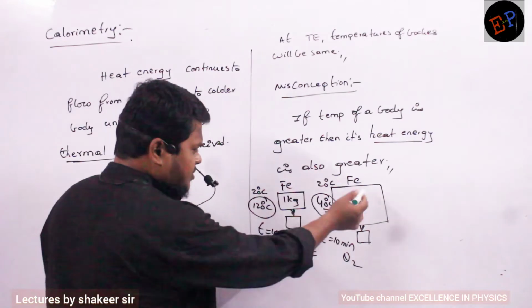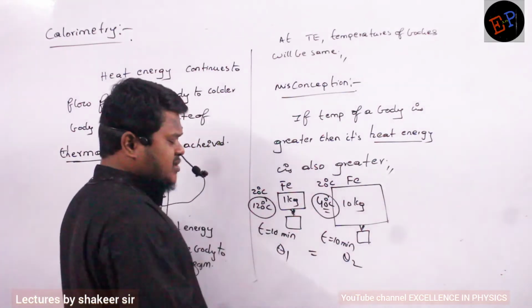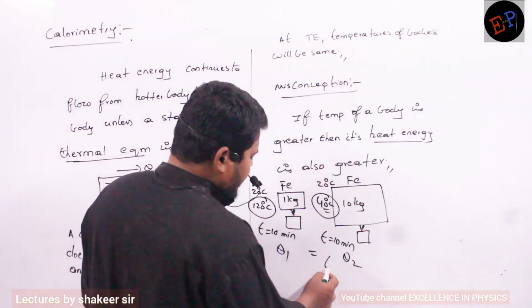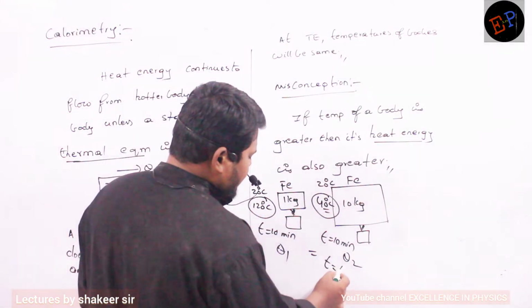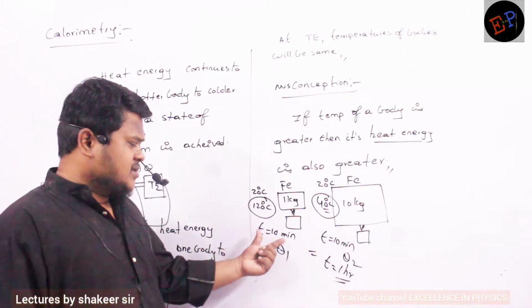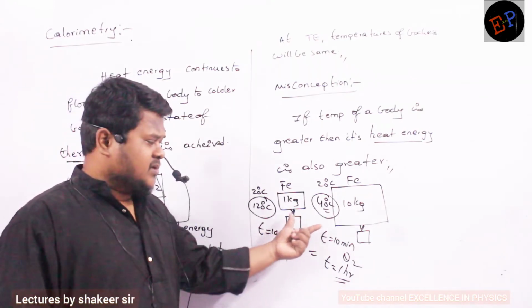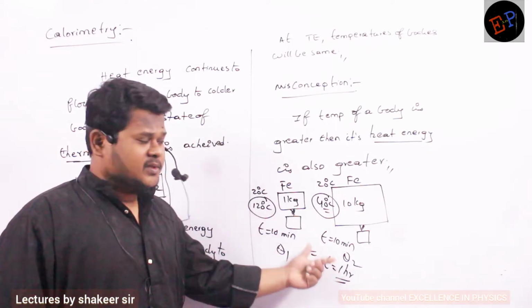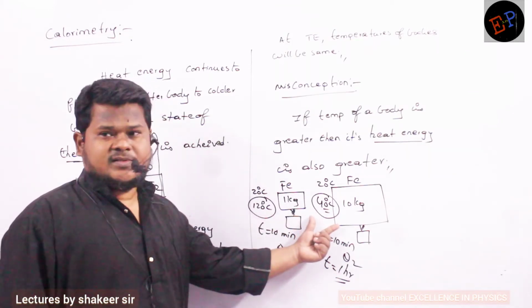And to take this 10 kg body to 120, how much energy do I have to supply? A very huge amount of energy I have to supply. I have to heat this one nearly for 1 hour. I have to heat this one only for 10 minutes, but this body I have to heat for 1 hour. Then it goes to a temperature of 120 degrees Celsius.